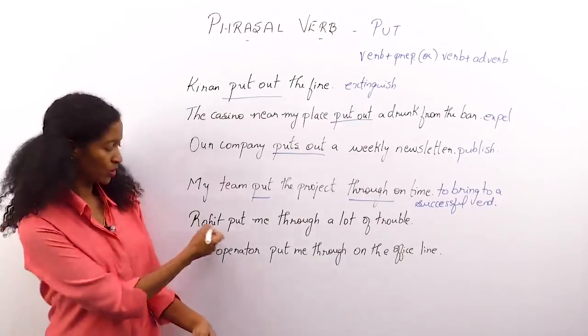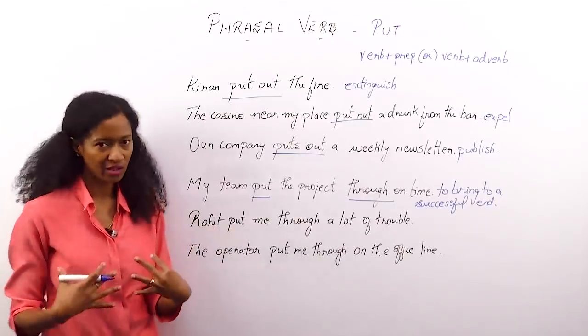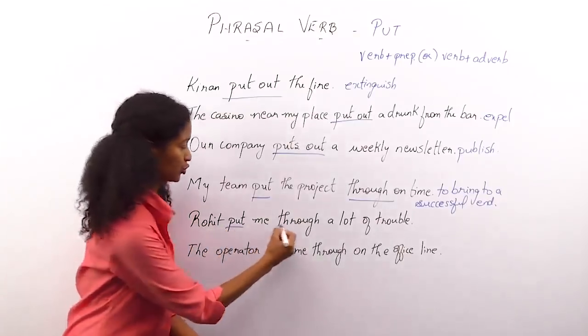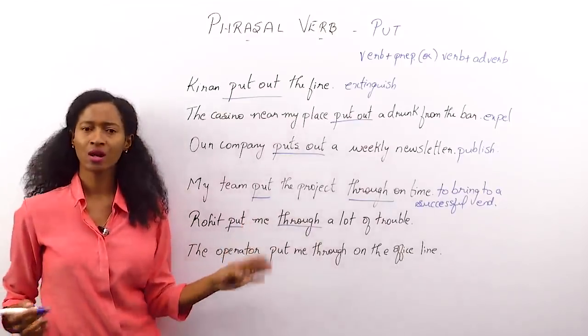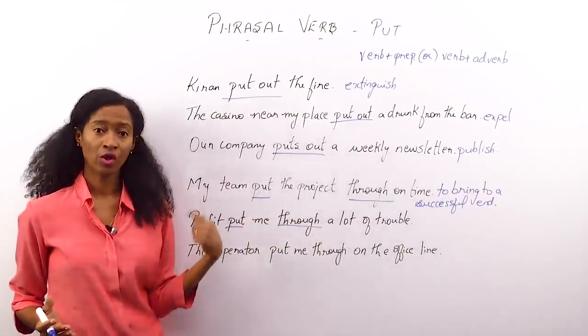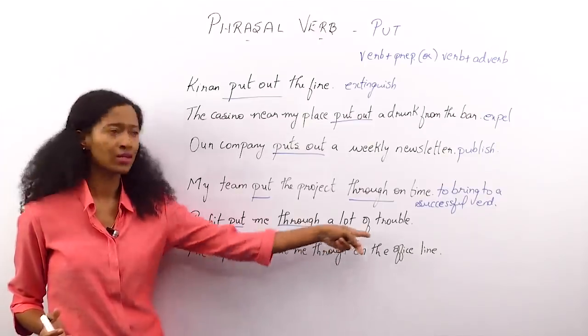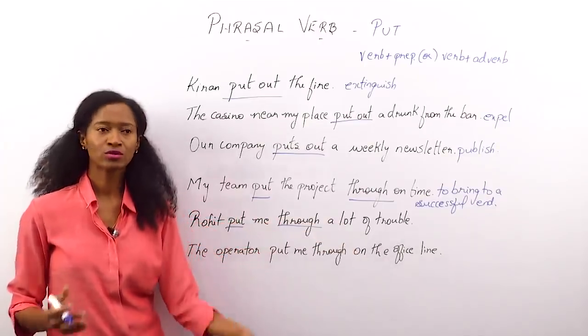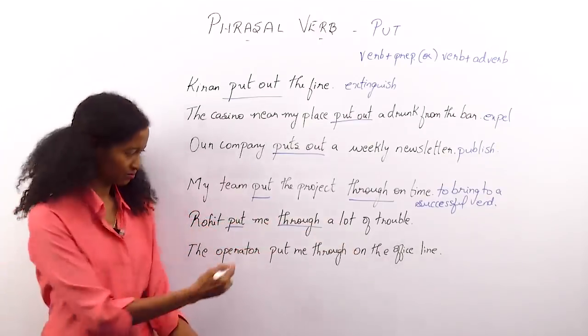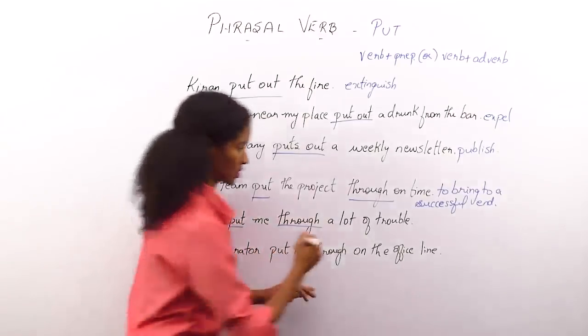Rohit put me through a lot of trouble. Again, we have Rohit who's the subject, me, I'm the object, put through, right? So in this context, what does it mean? Because of Rohit, I had to undergo all this trouble, right? So to cause to undergo, put through in this context means cause to undergo.